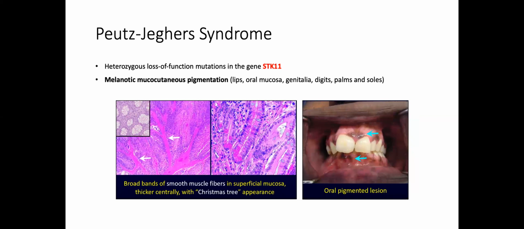Peutz-Jeghers syndrome, super duper important. This is important for derm and GI. So melanocytic mucocutaneous pigmentation. If you see a picture of a mouth with lips, oral mucosa, genitalia, digits, palms, or soles, with pigmentation lesions like in this picture, then think Peutz-Jeghers syndrome. It is a heterozygous loss of function mutation of STK11. So know that. Histologically, it has these Christmas tree-appearing lesions, broad bands of smooth muscle fibers that are thicker centrally. You can kind of see it looks triangular, like a Christmas tree.